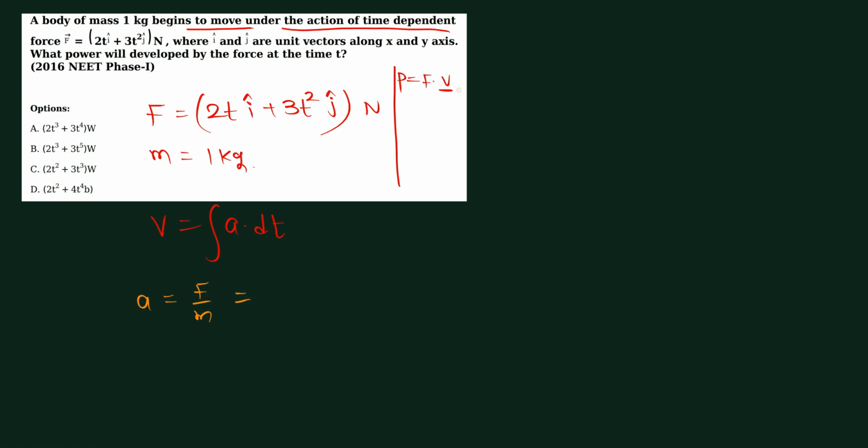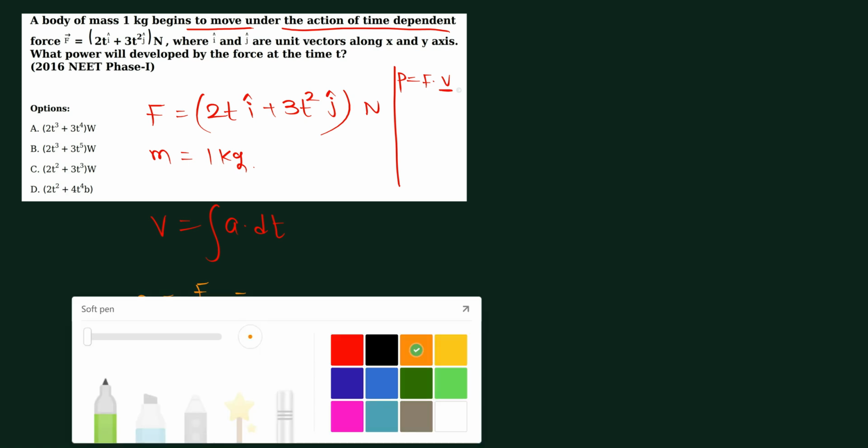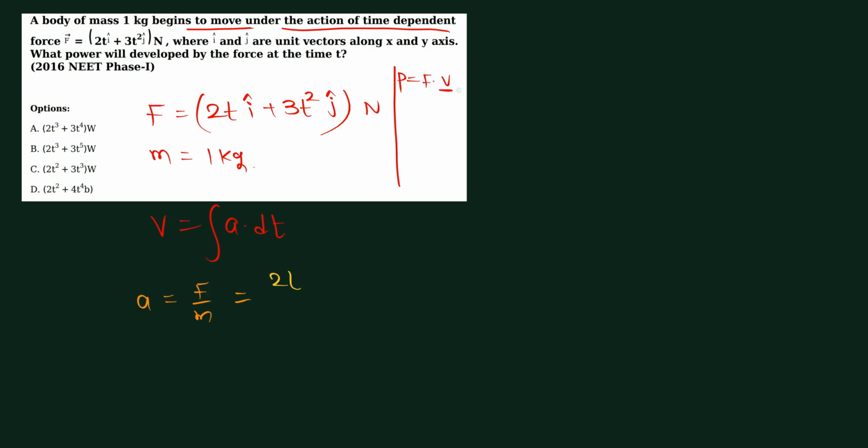So where F value is 2t i plus 3t square j, divided by M. Again you will get the same value here. Yes or no? So 2t i plus 3t square j by 1. Anything by 1, you will get the same value here, 2t i plus 3t square j. So this is the acceleration vector.